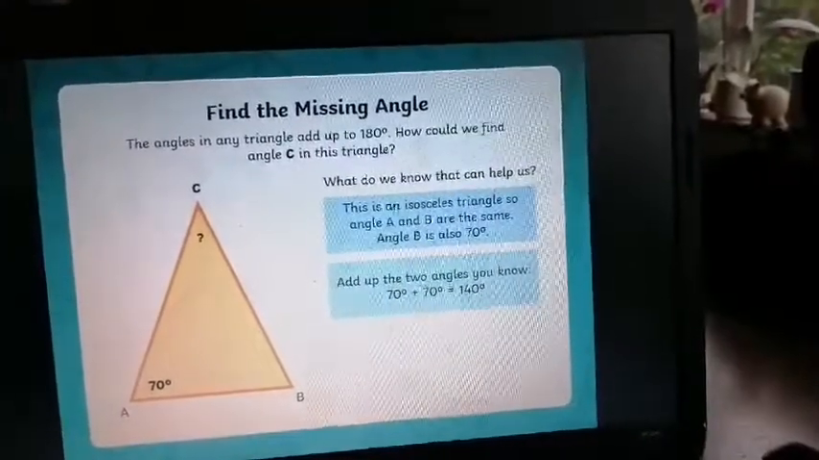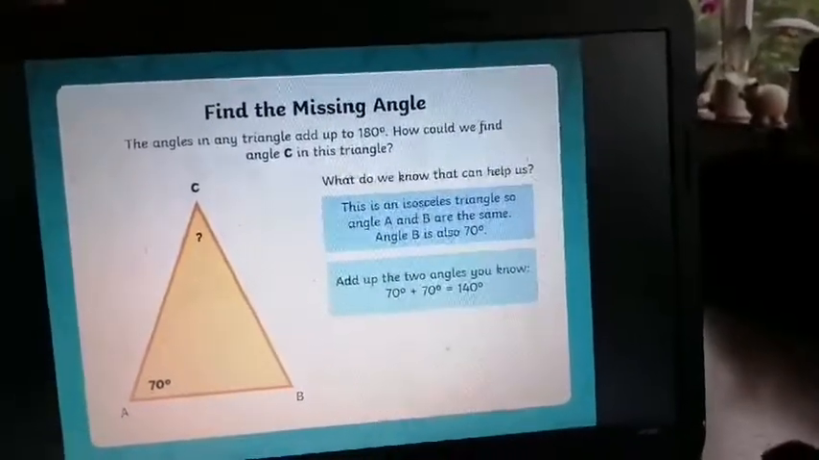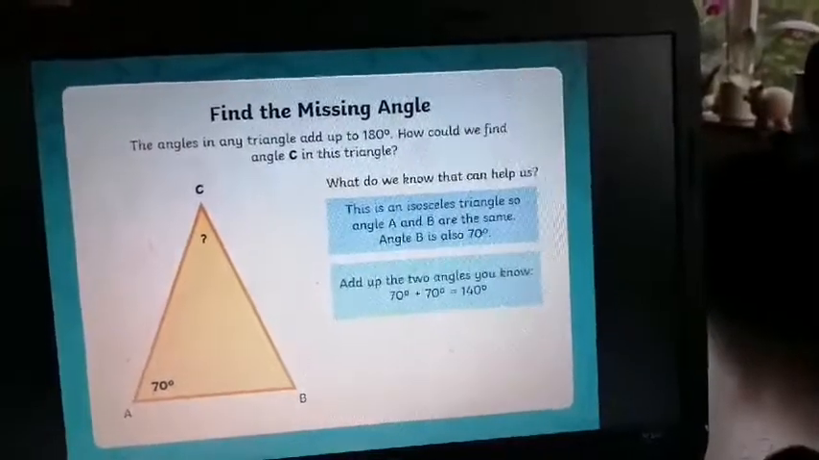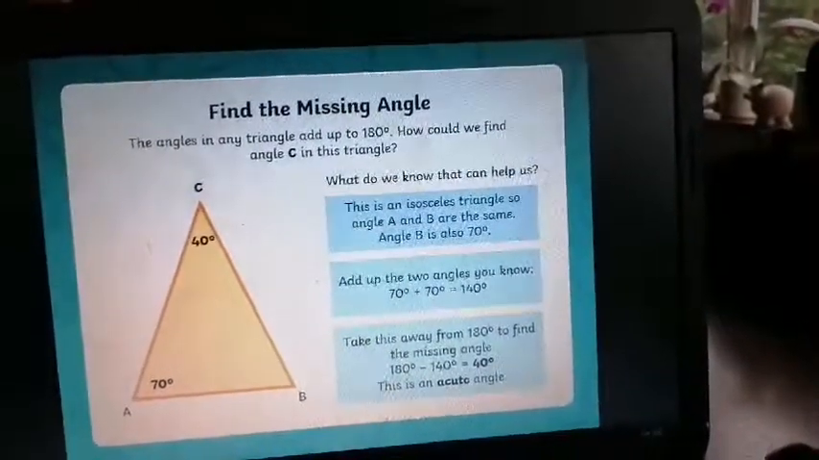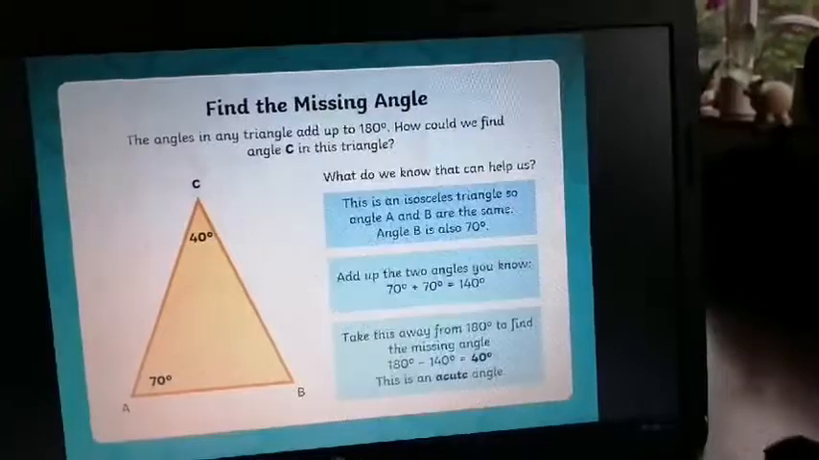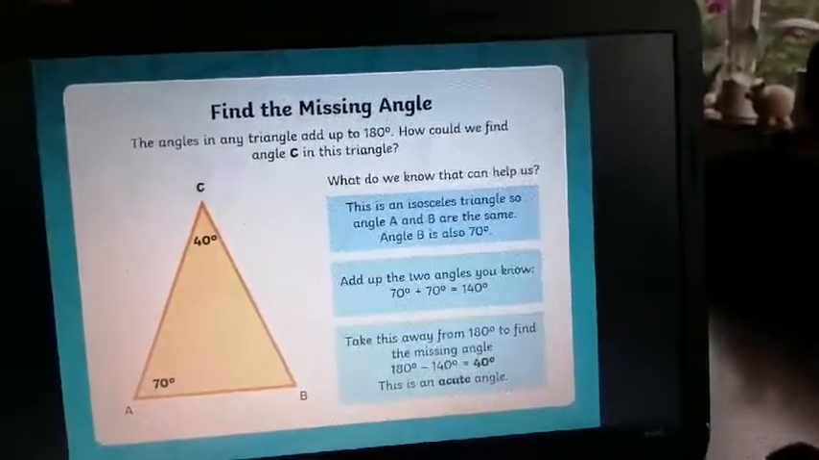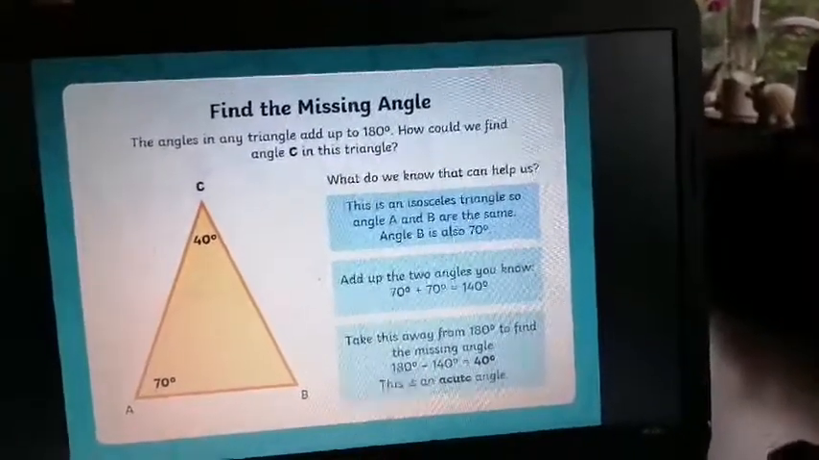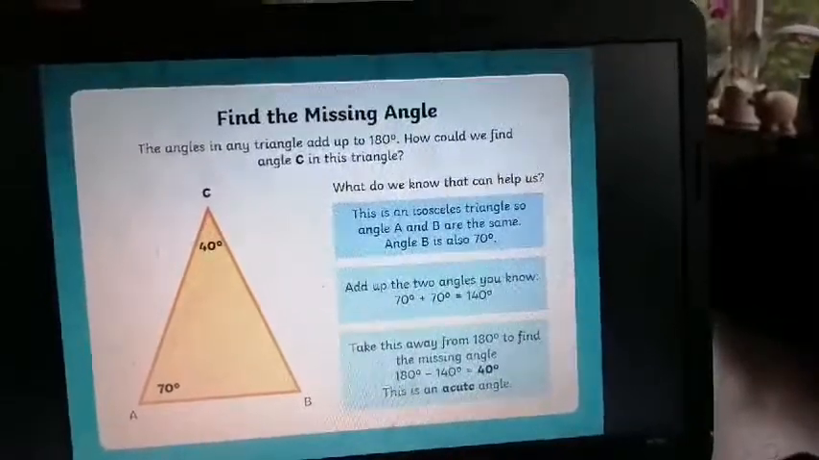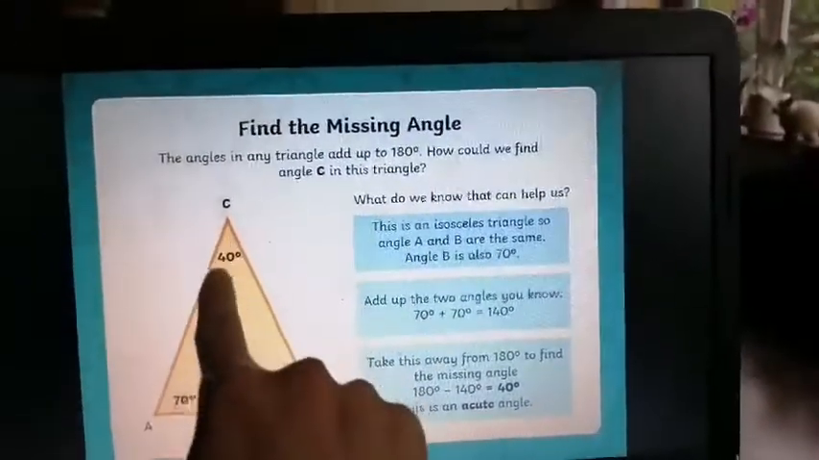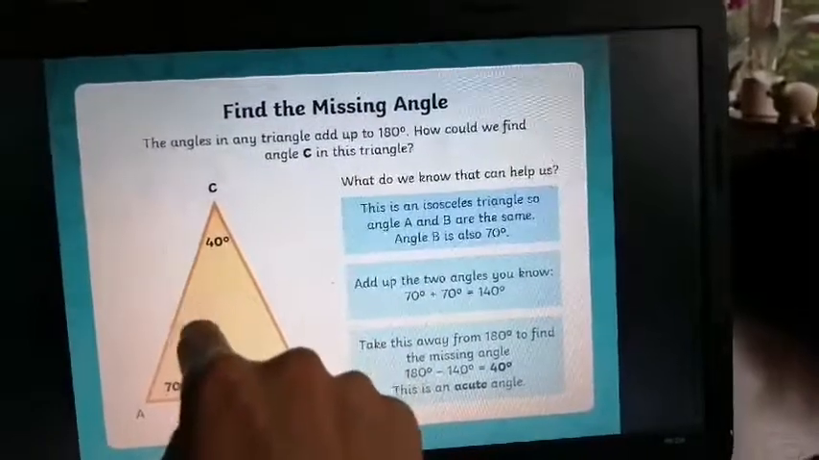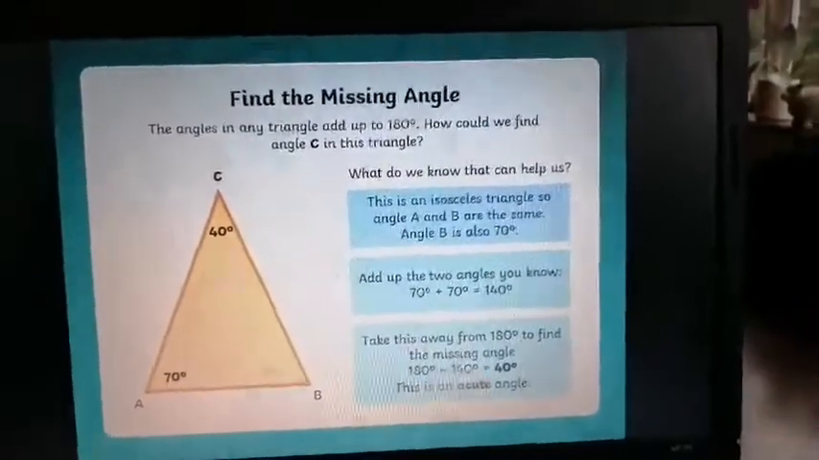Add up the two angles you know. 70 add 70 is 140 degrees. So angle C, you take this away from 180 degrees to find the missing angle. 180 degrees, take away 140 degrees is 40 degrees. This is an acute angle. If you were to turn it round and use a protractor, this would be an acute angle. It's not the biggest angle at all there.